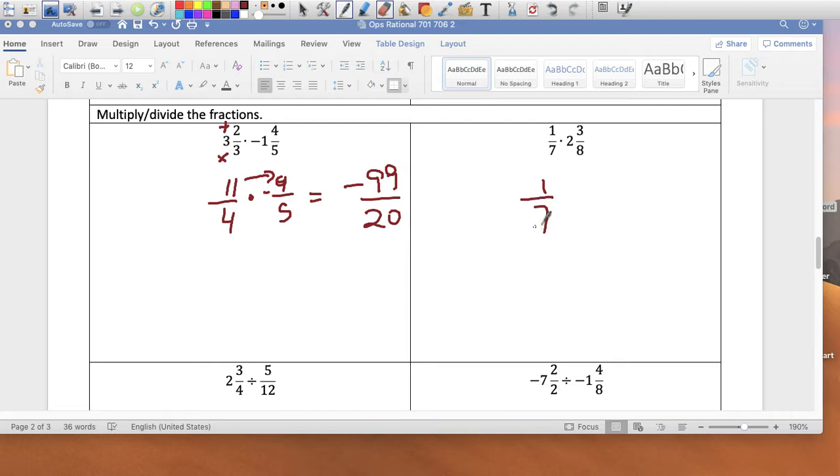This one is 1 over 7 times, and again, times and plus. 8 times 2 is 16, plus 3 is 19 over 8. Nothing to simplify. 8 times 7 is 56. 1 times 19 is 19. That's pretty easy.